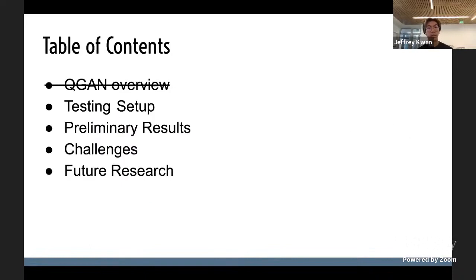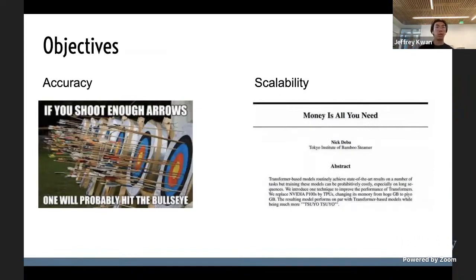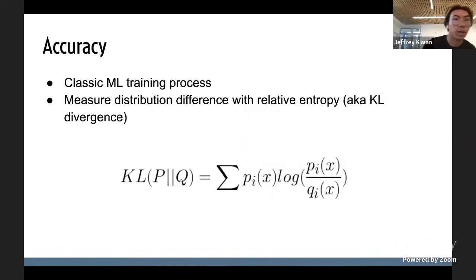So that's it for the overview, and let's get into the testing setup. The objectives of my research are to determine two things: one, how accurately I can reproduce a QGAN, and secondly, how scalable it is. For accuracy, we're going to use a pretty standard machine learning training process. And to evaluate how good it is, we're going to measure the distribution difference between what we generate from the QGAN and the actual data using something called relative entropy, also known as KL divergence.